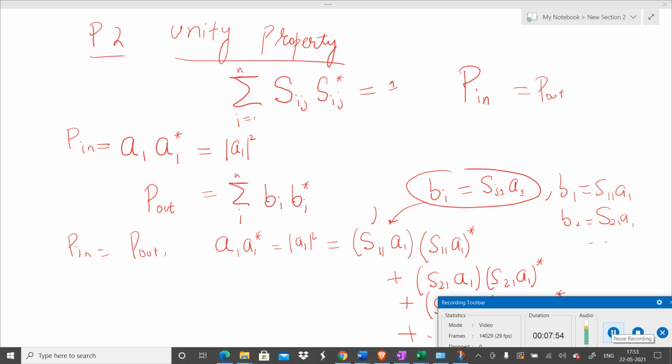Another property is the unity property. Let me state it first. Suppose you take any two ports i and j, and between these two ports the S parameter is Sij. Multiply that with the conjugate, Sij conjugate. Suppose Sij is e to the power minus j theta, then Sij star will be e to the power j theta, like that.